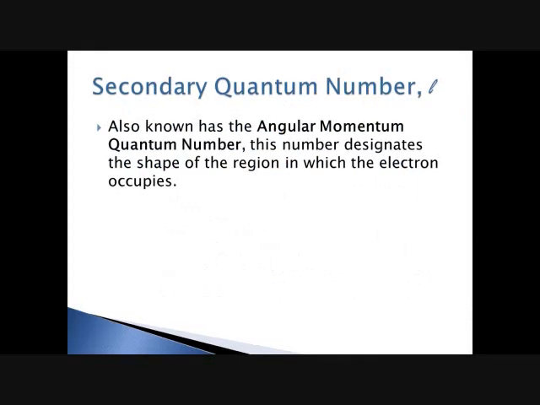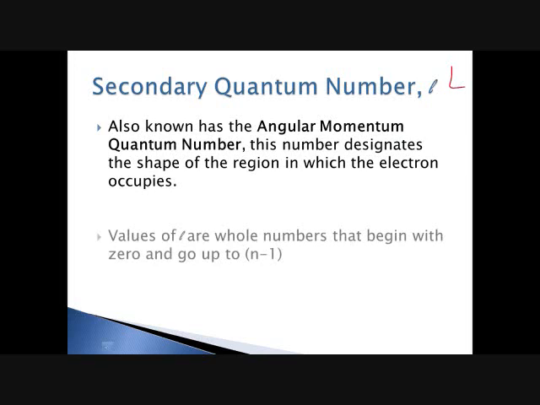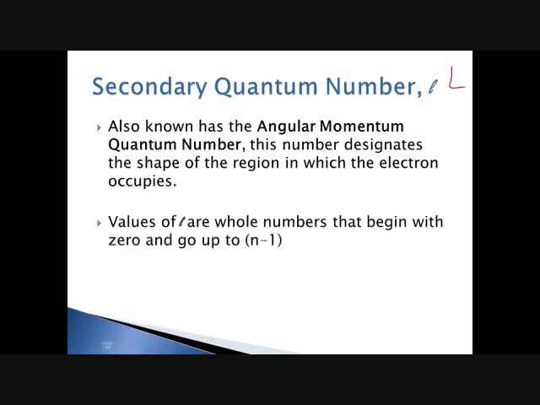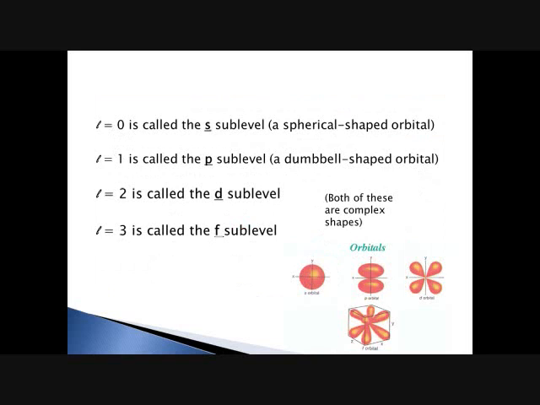Okay. The secondary quantum number is the L. Remember, this is an L, not a cursive E. It's also known as the angular momentum quantum number. This tells us the shape of the region in which the electron is located. The values aren't really important for us this year. This is something I took off. But it can start with 0 and goes up to the quantity n minus 1. We do need to know the shapes, though, that are associated.